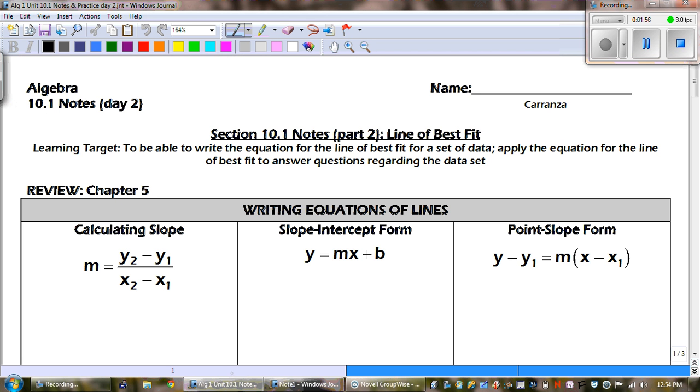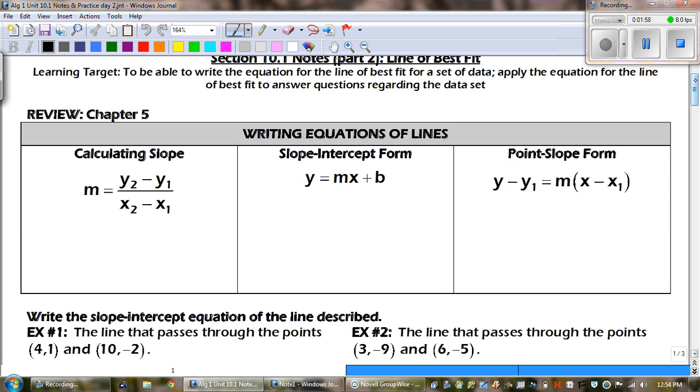Before we get started with that, we need to review a little bit. When we're calculating slope, it's y2 minus y1 over x2 minus x1. So we need to have an x1 and a y1 and an x2 and a y2. We need to have 2 points to be able to calculate slope.